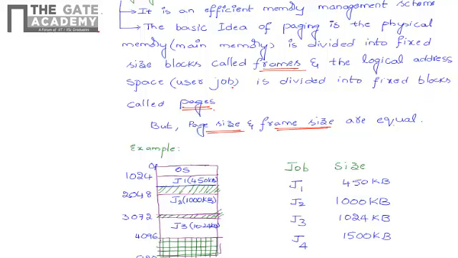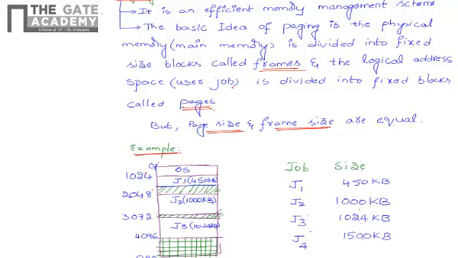In order to solve this one, we will take one example. This is the job and the size of each job. It is J1, J2, J3, J4, and each size is 450 KB, 1000 KB, J3 is 1024 KB, J4 is 1500 KB. According to this paging scheme, we know that the main memory frame size and page size are both equal. So the OS is equally divided into equal fragments, and the size of each fragment is 1024 here.